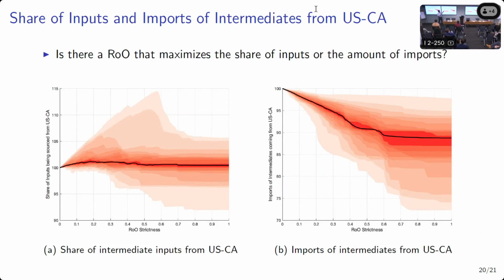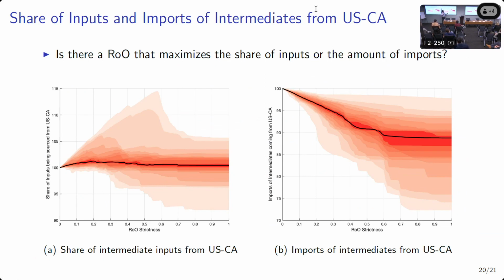So think of each one of these lines as an industry. We do find that for some industries, there's a positive rule of origin that maximizes the share of inputs coming from the United States. This would be like the Laffer curve according to our simulation. Okay, but this is the share of inputs coming from the United States. In terms of the value of imports coming from the United States, that would be the figure in here.